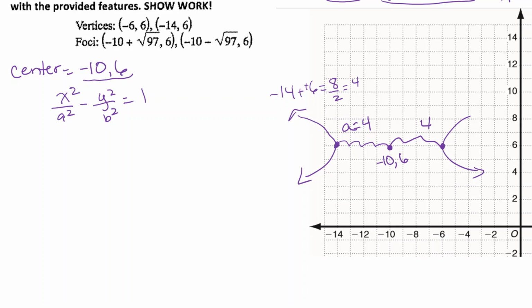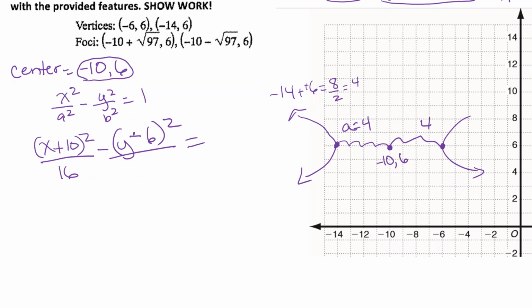So using our center, we're going to go ahead and get that in: x plus 10 squared over my a squared, which would be 16, minus y minus 6 squared. Let's see, yeah, that's right. And that's going to be over my b squared, and that's going to equal 1. I don't know what my b squared is, so I'm going to have to solve for it.